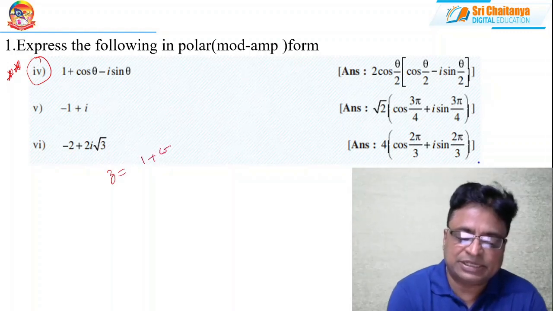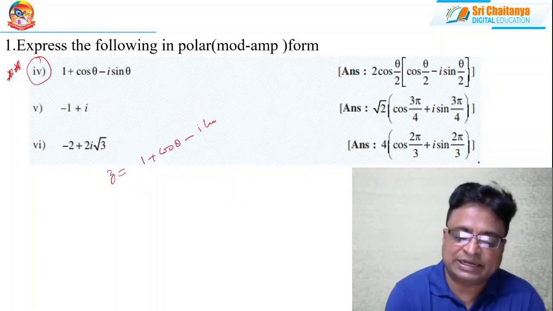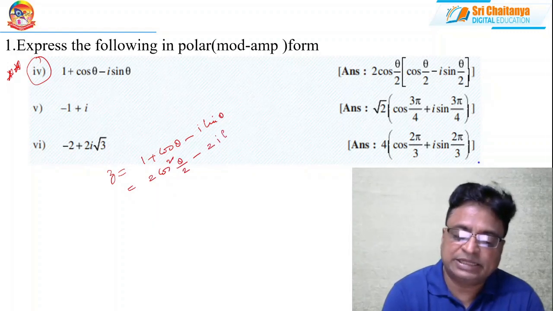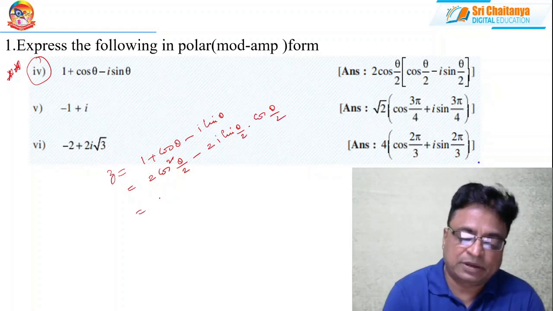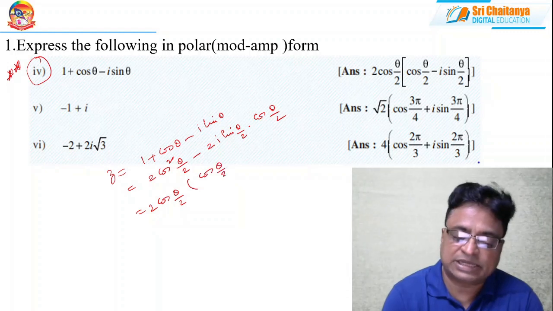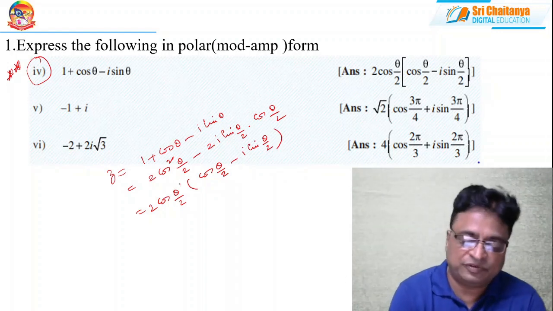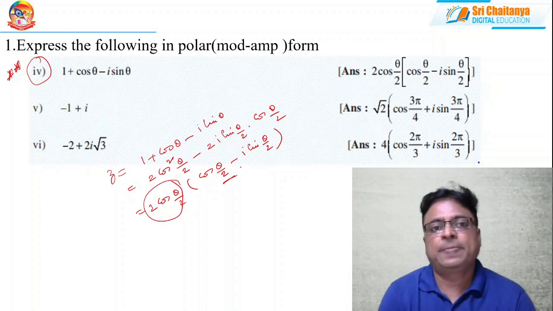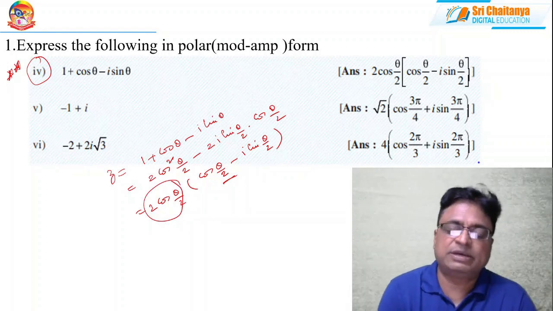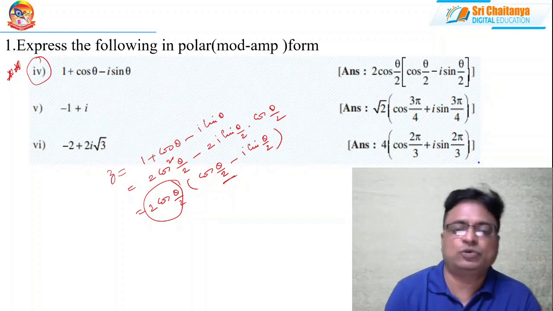This z is equal to 1 plus cos theta minus i sin theta. Here what I am doing is I can write 1 plus cos theta as 2 cos square theta by 2, and sin theta as 2 sin theta by 2 cos theta by 2. You take 2 cos theta by 2 as common. You will get in the bracket the terms cos theta by 2 minus i sin theta by 2. So it is obvious it is in the form of modulus amplitude form. This is the modulus and this is my amplitude. So what is the argument? That is theta by 2. Modulus is 2 cos theta by 2.